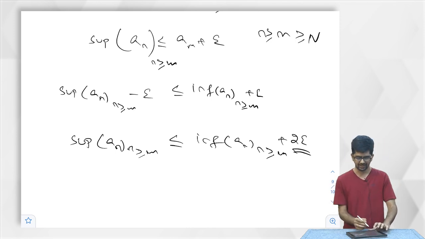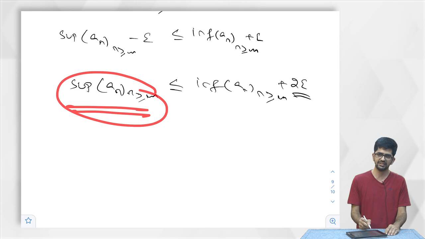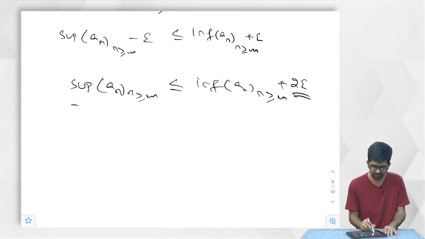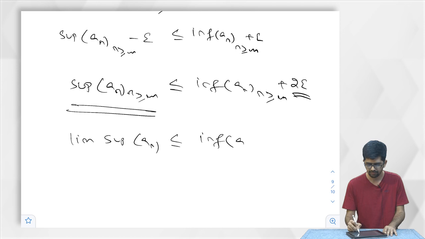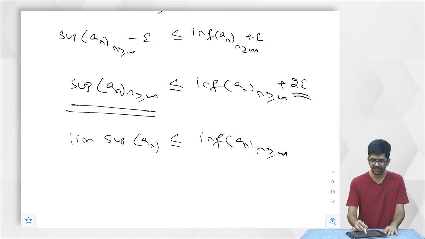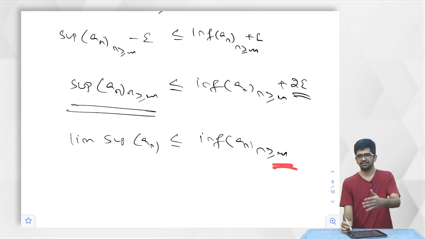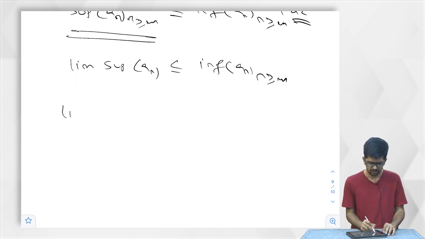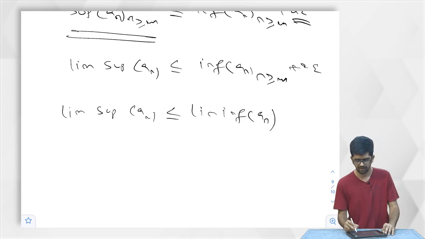Again the same thing that we have done, the same trick, one can apply limit on both sides. Supremum, this is a decreasing sequence. So the limit will still be less than this. So, if I apply limit here, I get lim sup of a_n is less than or equal to infimum of a_n, n greater than or equal to m. Again, this infimum is an increasing sequence. So, if this is less than this for every m greater than something, if I take the supremum of this, it will still be greater than this. So, that says lim sup of a_n, with a plus 2 epsilon here, of course, is less than or equal to lim inf a_n. Now, and this 2 epsilon also.